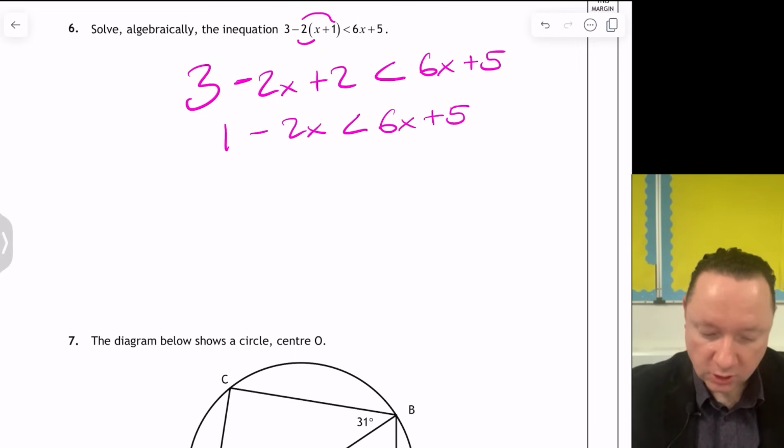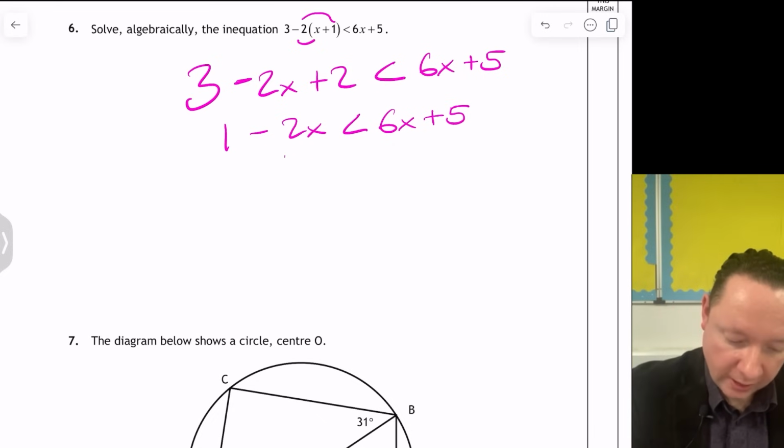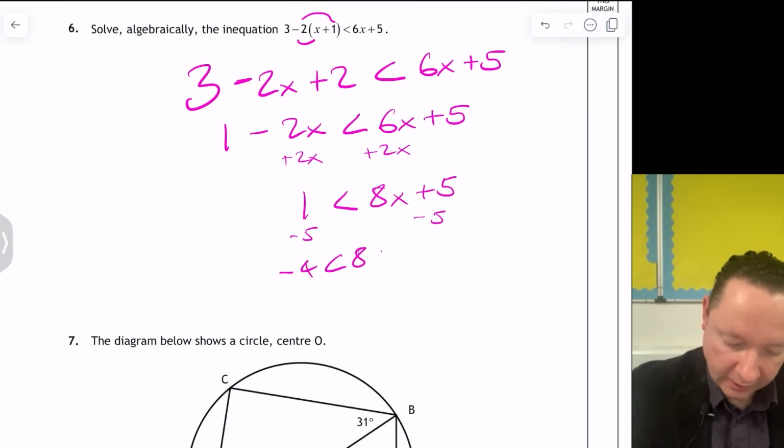Now I always like to keep my x's positive if I can. So I'm going to add 2x to both sides, because that's the smallest. So I get 1 is less than 8x plus 5. Taking away the 5 then, you get minus 4 is less than 8x. Divide by 8, minus 4 over 8 is less than x, or minus a half is less than x.